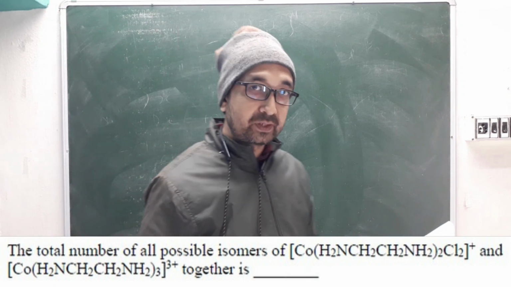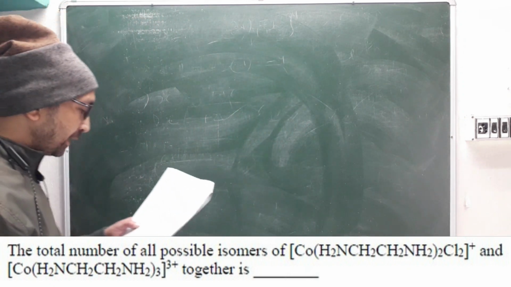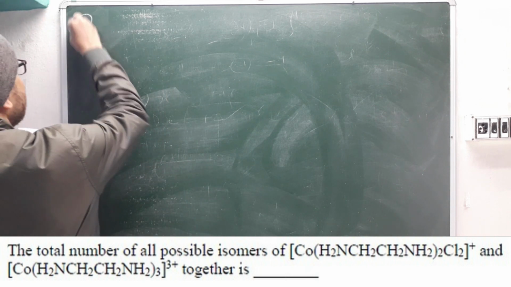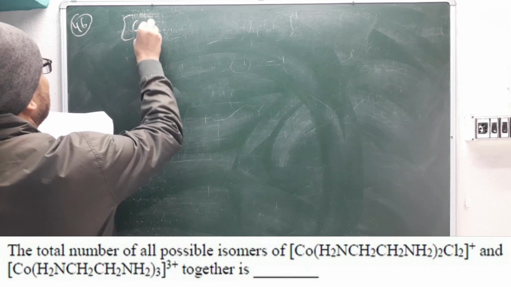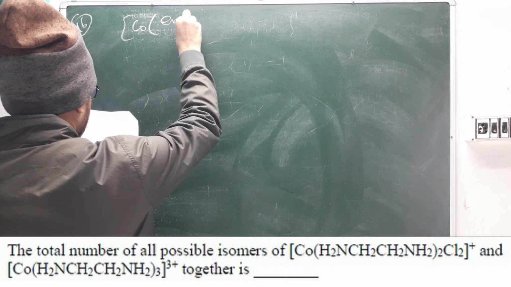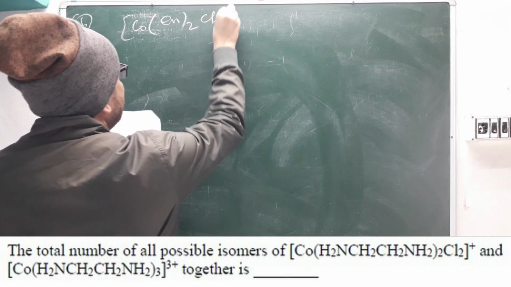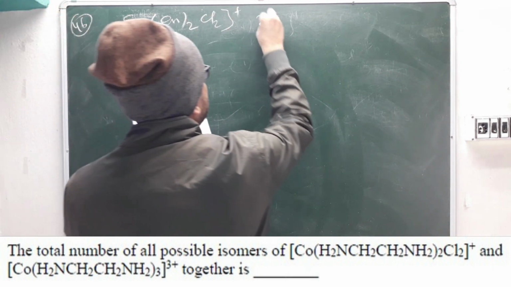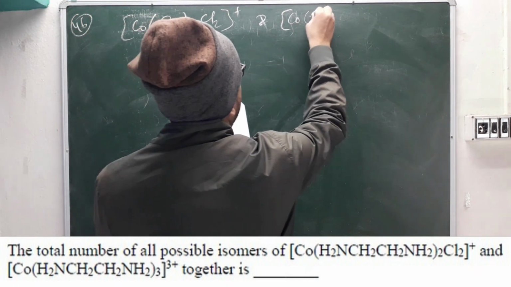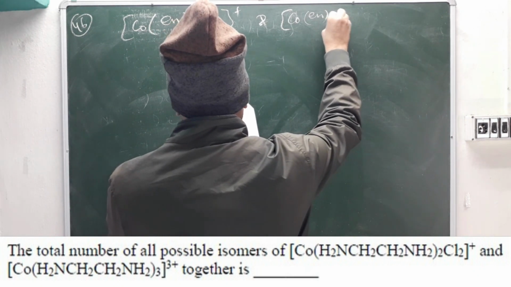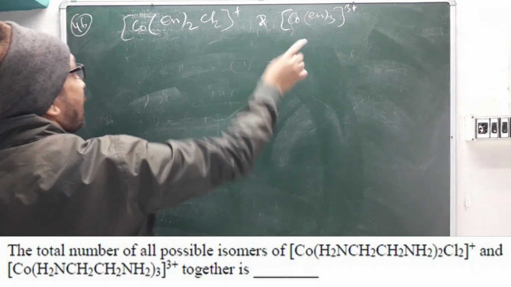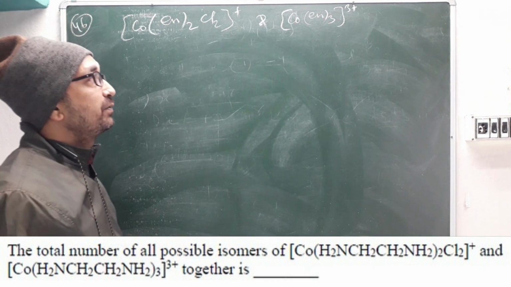So, the question, as you can see on the screen, is: the total number of all possible isomers of [Co(en)2Cl2]+. I'll just write en because this is ethylenediamine, and then Cl2, and here is the positive charge. They have given 2 and 3 plus. They are asking for en3 and 3+. The charge has no effect here, right? So together, how many isomers are there? That we have to find out.